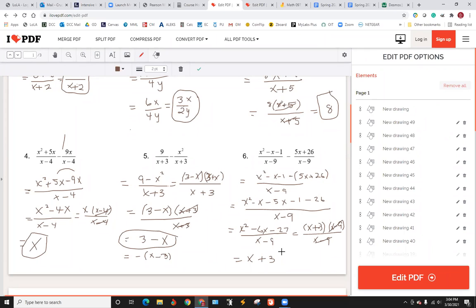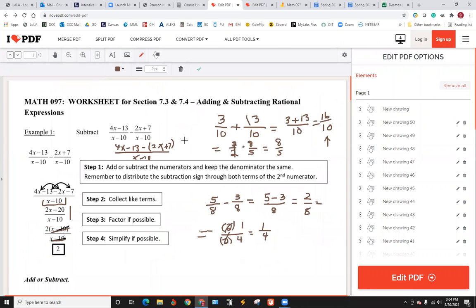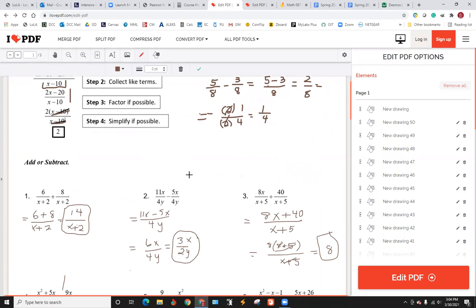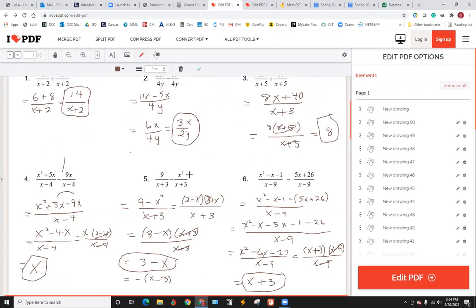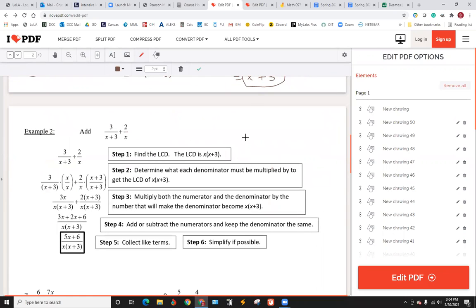All right, so that's all of the like denominators. So what happens if we don't have a like denominator? Well, let me refresh your memory.